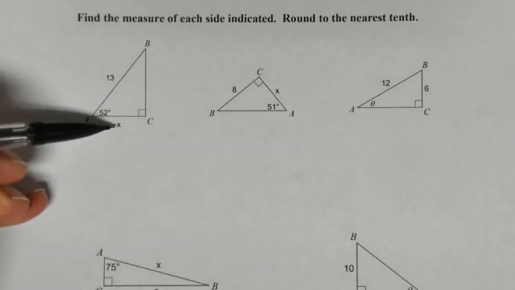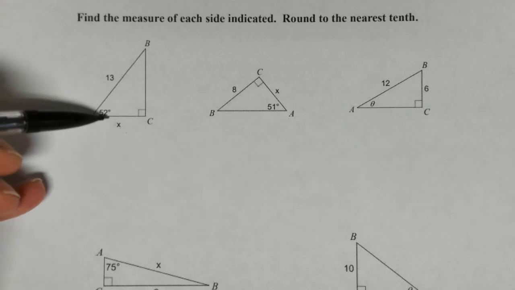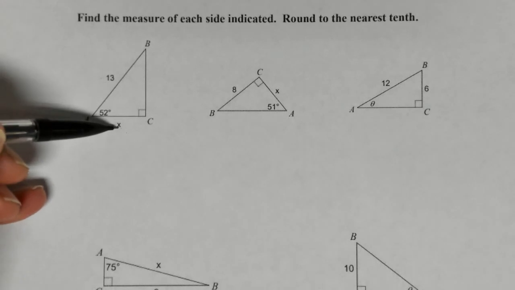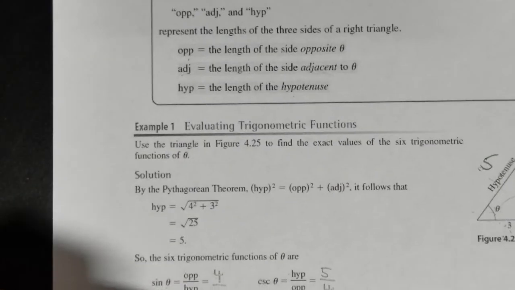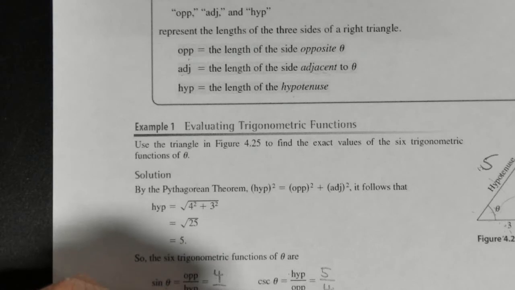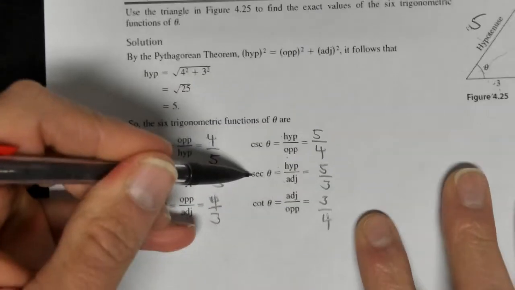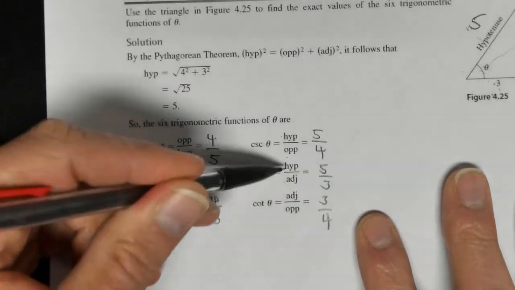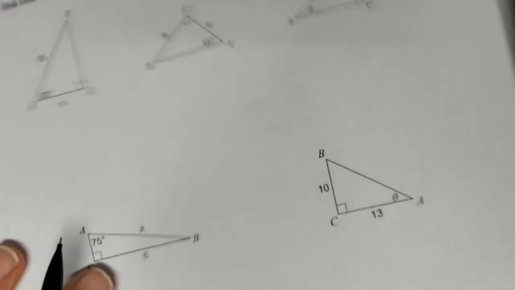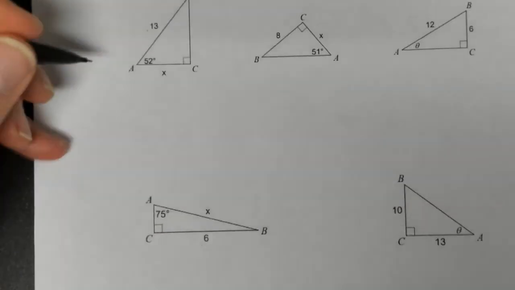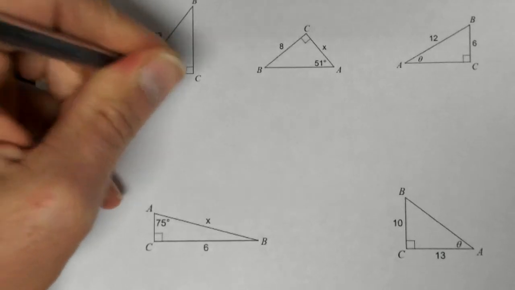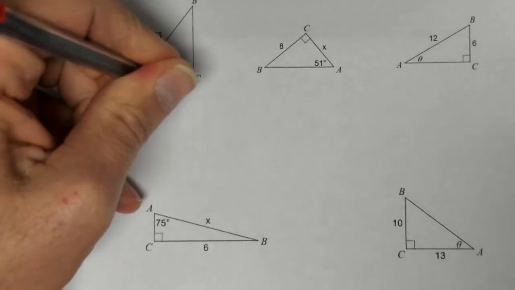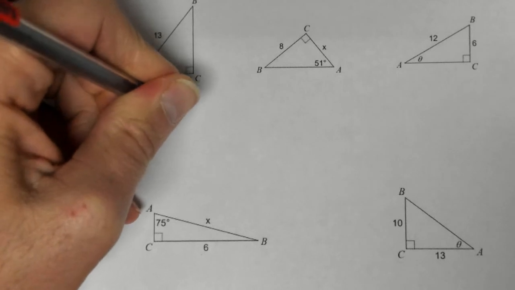Well, here's my reference angle, 52. We've got the adjacent side, and we've got the hypotenuse. All right, well, adjacent and hypotenuse, you can either use cosine or you can use secant. Those two involve the adjacent and the hypotenuse. So you have your choice there. You can pick either one. Either one would work. Let's use cosine. So I'll go cosine of theta is equal to the adjacent over the hypotenuse.